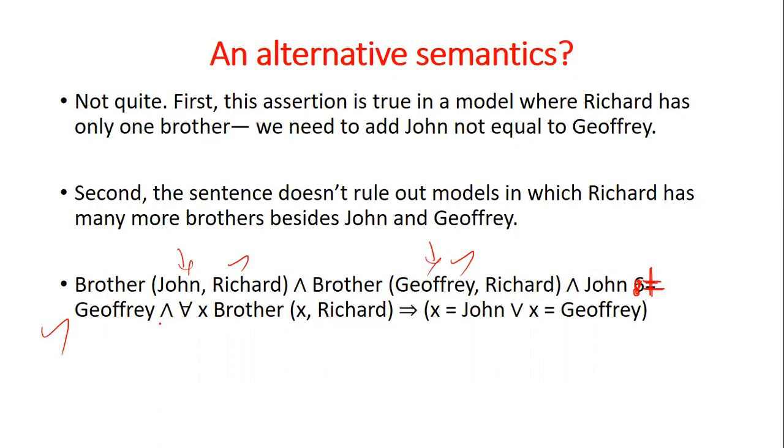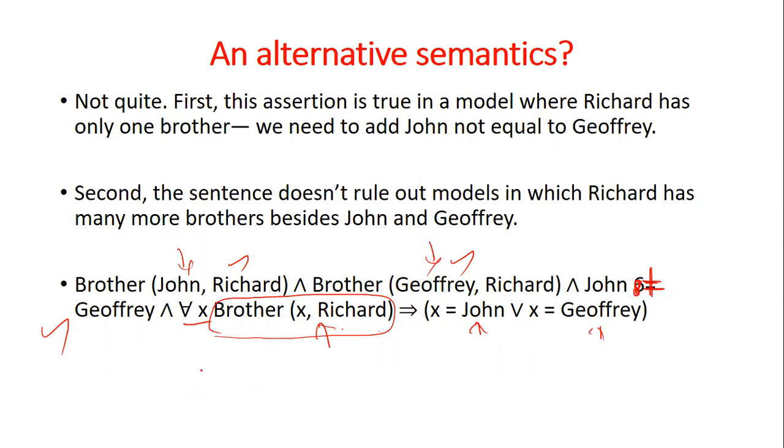Okay. And another important thing we are adding: for all x, x is the brother of Richard implies x equal to John or x equal to Geoffrey. Okay. So when someone mentions that x is a brother of Richard, then x can be either John or Geoffrey. So this is the complete way of representation.